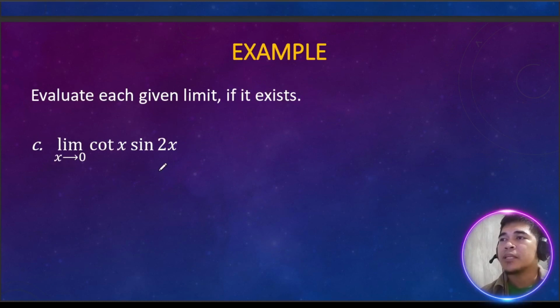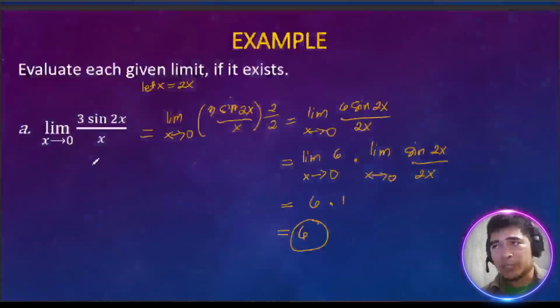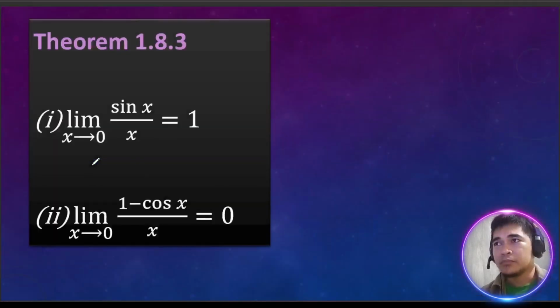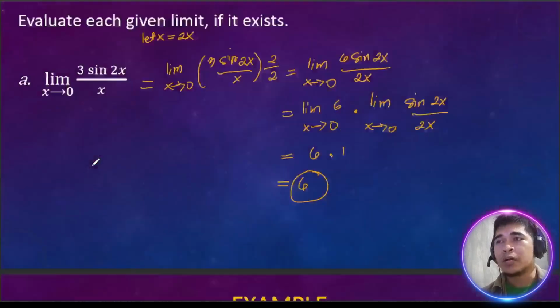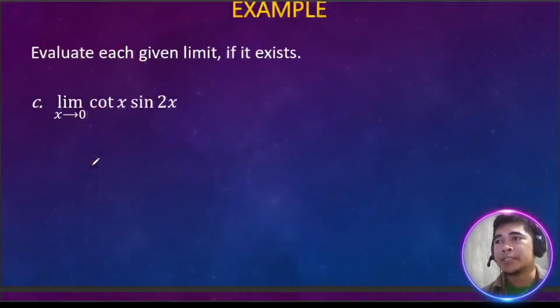Letter C. Limit of cotangent x sine 2x as x approaches 0. So diri, atong buhaton aron magamit ato ang theorem 1.8.3 is we are going to use trigonometric identities for cotangent sine. Limit of cotangent x sine 2x as x approaches 0. So, we are going to apply trigonometric identities para magamit natin theorem 1.8.3. We get limit.